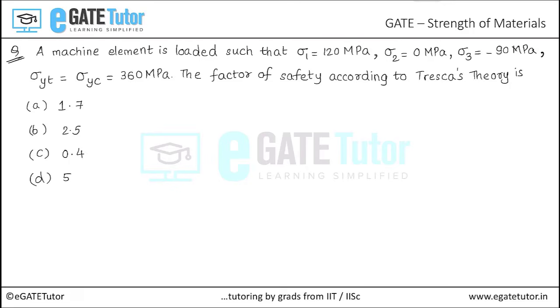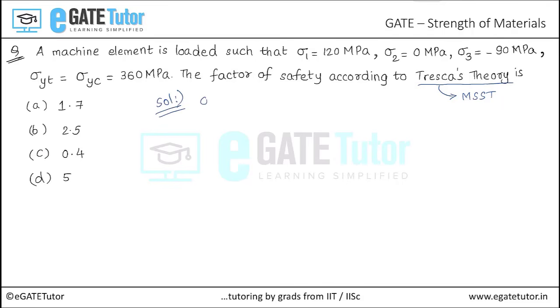Now let's solve a problem to understand the solving procedure when a question from the theory of failure is given. A machine element is loaded such that sigma 1 is equal to 120 megapascals, sigma 2 is equal to 0 megapascal, and sigma 3 is equal to minus 90 megapascal. The yield strength in tension and yield strength in compression both are equal to 360 megapascal. The factor of safety according to Tresca's theory is. It is important to note that Tresca's theory is nothing but maximum shear stress theory. Let's move on to the solution.